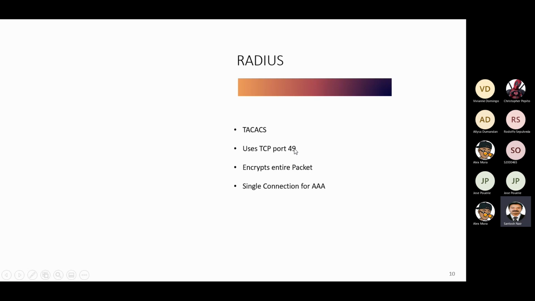Whereas for TACACS server, we use one single connection, that is, you all know, TCP 49. We have configured it extensively in our network. We have allowed TCP port 49 from all the network devices to our TACACS server, right? So in TACACS, what happens? It encrypts the entire packet.